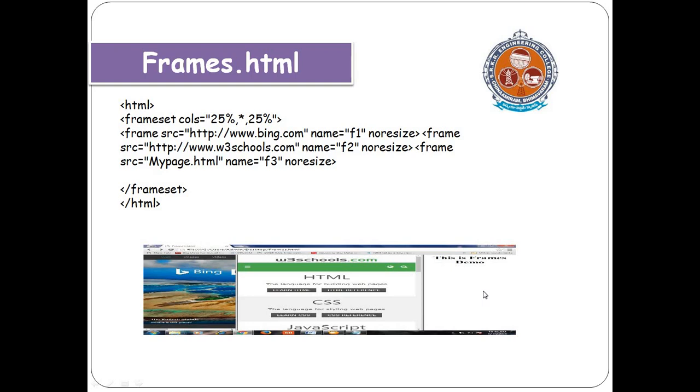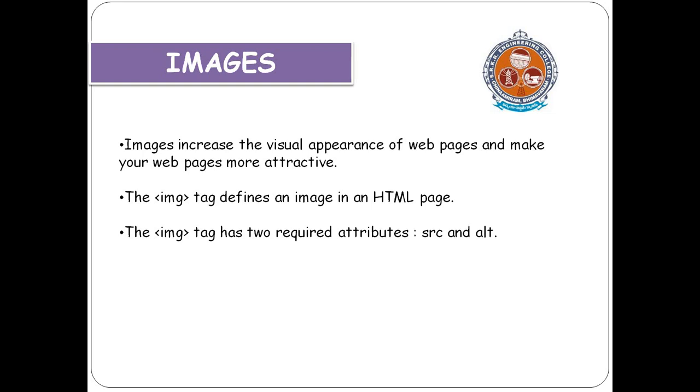Okay, in the practical video you will see this example later. Okay, and then images. Images increase the visual appearance of web pages and make your web page more attractive. For example, if a program is explained in a programmatic manner, it is somewhat difficult to observe. Otherwise, if we define an algorithm, I can explain it easily and you can easily grasp it. That is the advantage of images.